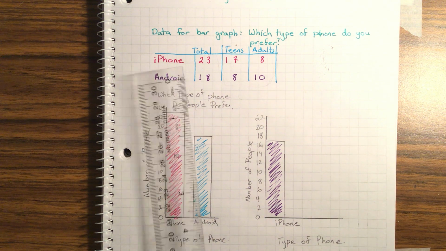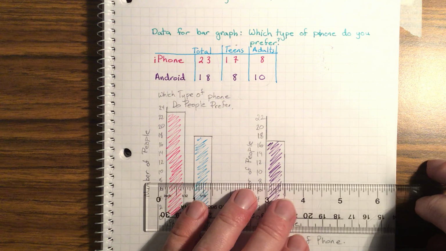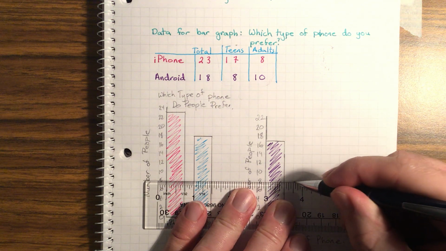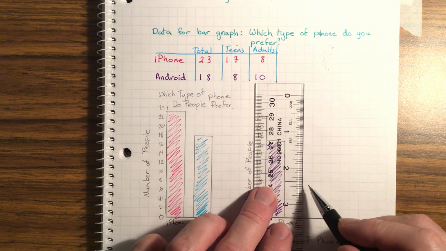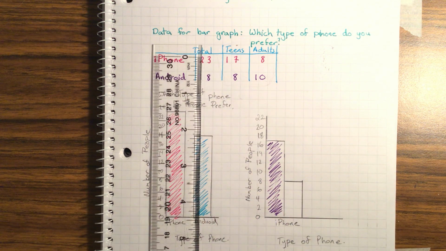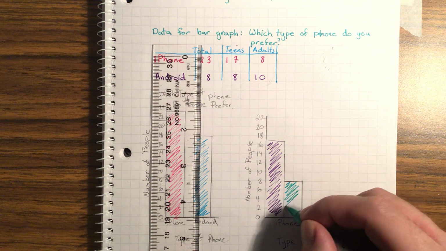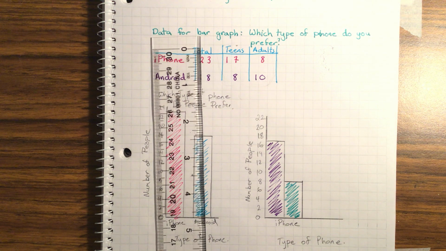So I'm going to put my adults bar for the iPhone right next to it. Now, because these are both bars for the iPhone, there is no gap between the bars. So my adults iPhone's at 8. Draw the bar. And adults gets a different color. I'm going to make them green. So there's my iPhone. You can see the teens like iPhone more than the adults.